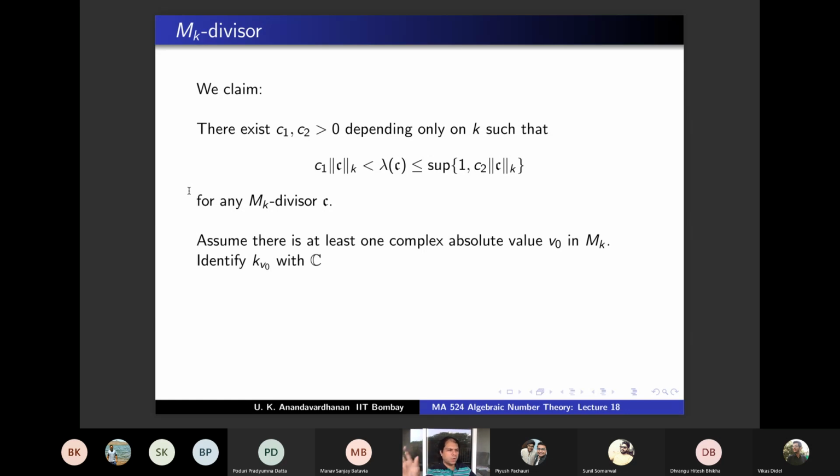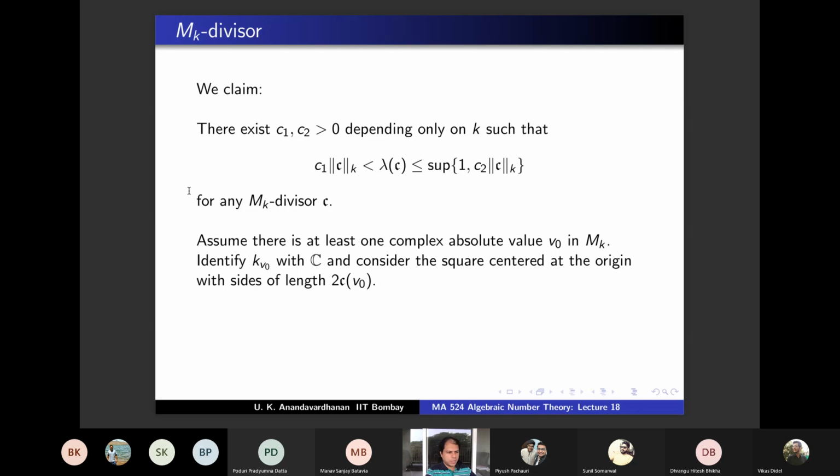Think of Kv naught as C. So it's a plane. C means it's R2, right? It's a complex plane. And now you consider the square centered at the origin with sides of length twice c_v0. So you have chosen this v naught, and c is given to you.